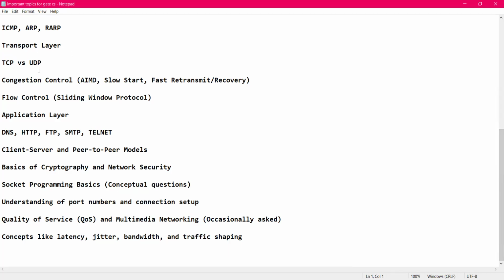Next one, TCP versus UDP. It is also an important topic. We need to know this also. Next one, congestion control. From congestion control, you need to know AIMD, slow start, fast retransmit, and fast recovery. These are the important topics in congestion control. Next one, flow control. Sliding window protocol is one of the most important topics in flow control mechanisms in computer networks. So focus on this important topic.